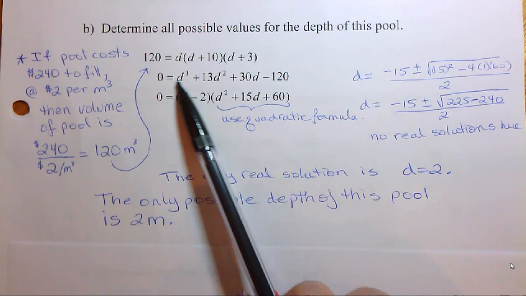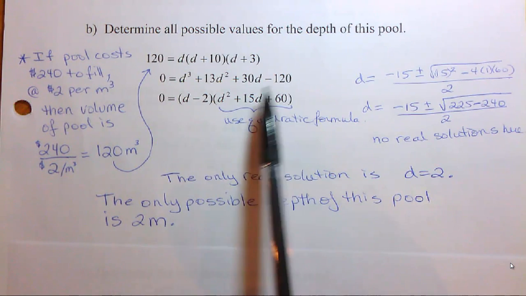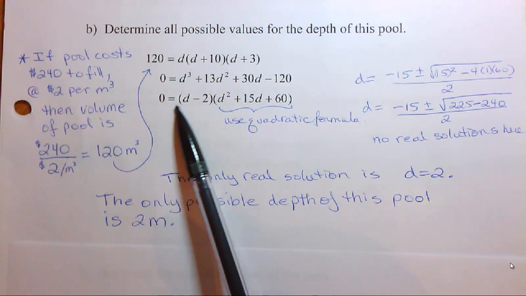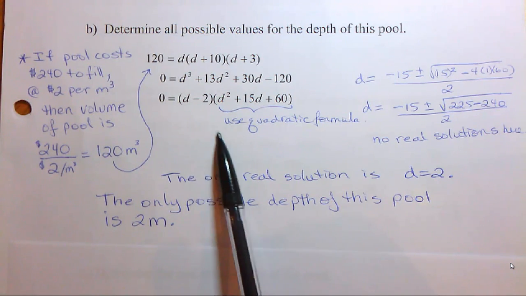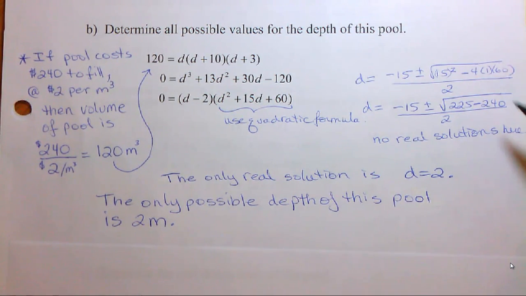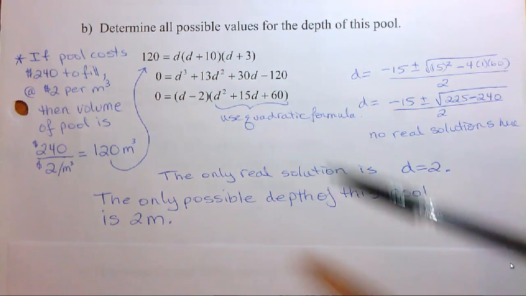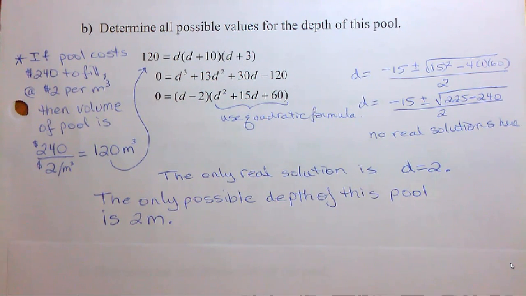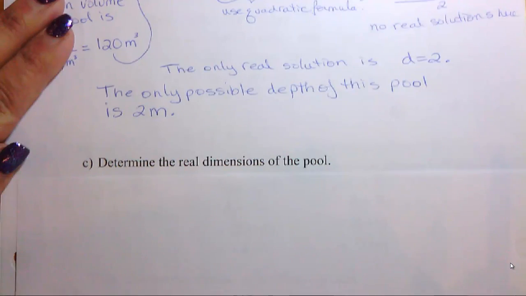And then we're going to multiply this through, move the 120 over, have one side equal to 0. And now we're going to solve for D. You factor this, you use a quadratic formula. There are no real solutions to this quadratic right here. So the only real solution is that D equals 2, and the depth of the pool is 2 meters.